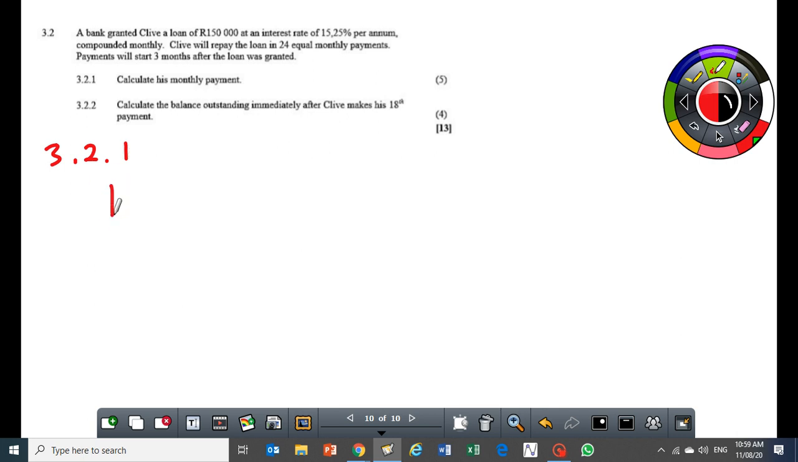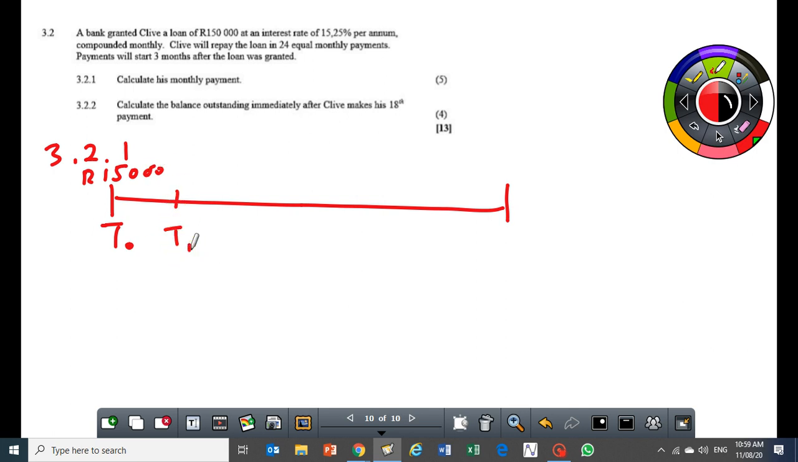So it's better to draw a timeline. At T naught, 150,000 is borrowed. But the interest is compounded monthly. So we have T1, then T2, then we have T3. I want you to be aware here that it says Clive will repay the loan in 24 equal monthly payments, which means the 3 months are not part of the 24 equal payments. Remember we did a question which looked exactly like this one. So this will be 3 here.